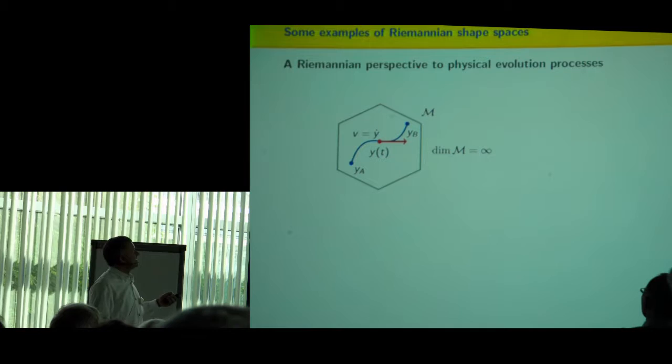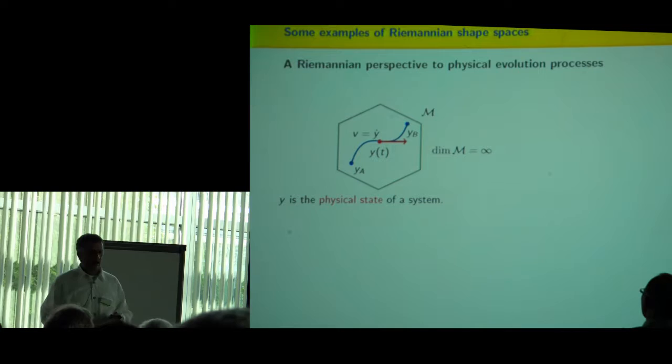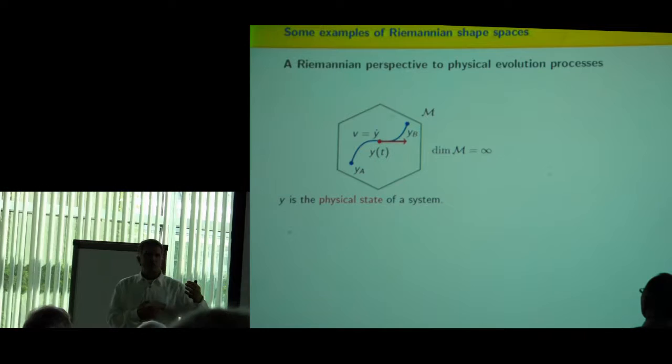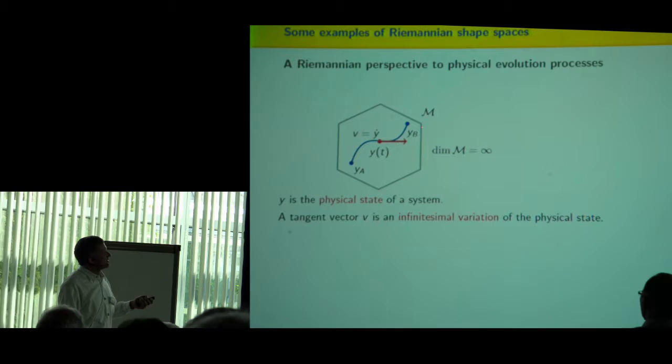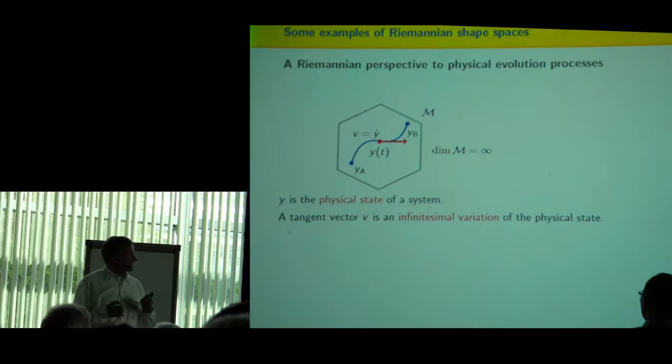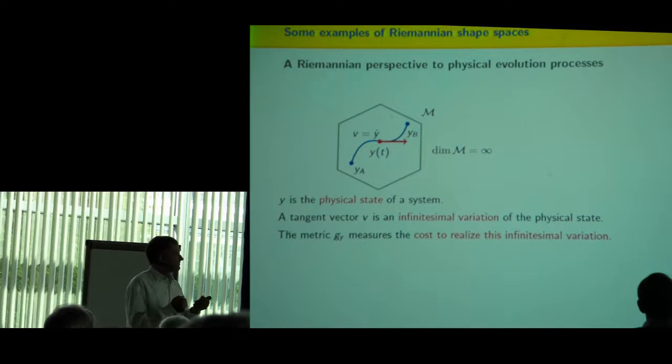And remaining perspective to physical evolution processes. So now, the Y here is a physical state of a system, like a certain pose of a shell surface, like a certain pose of an object. We have tangent vectors to these curves in the space of physical states, and these tangent vectors are nothing else but infinitesimal variations of the physical state. And the metric G now measures the cost to realize this infinitesimal variation.